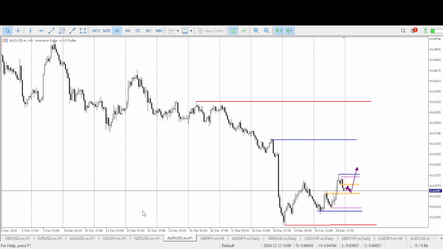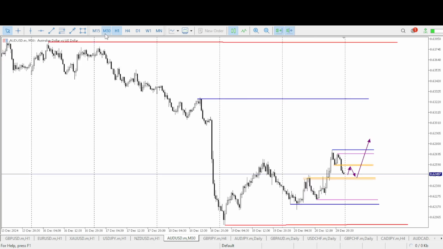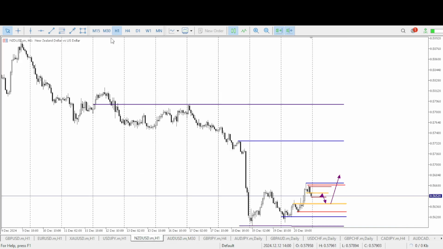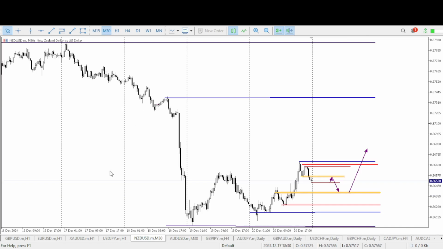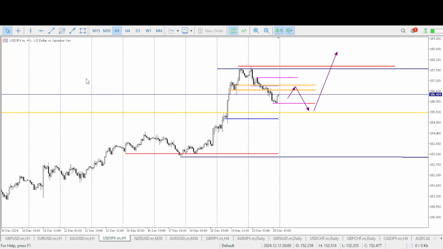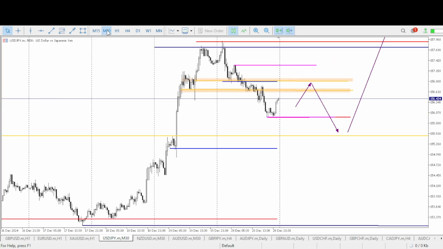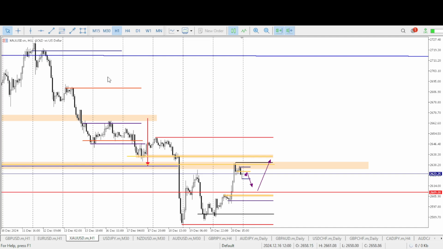So yeah, those are my pairs of the week. I'm waiting to see what is going to happen around those areas of interest, guys. We are supposed to be very, very patient and disciplined, so that we can have good trading, guys.